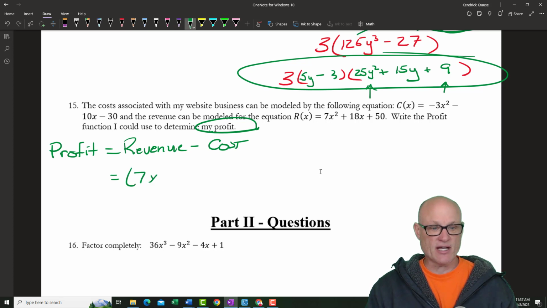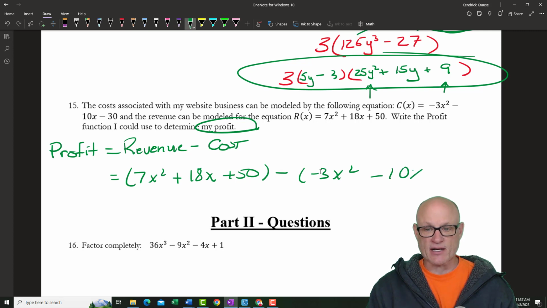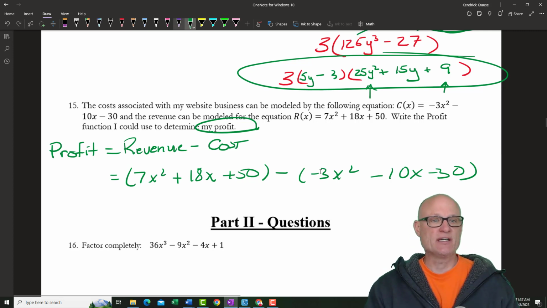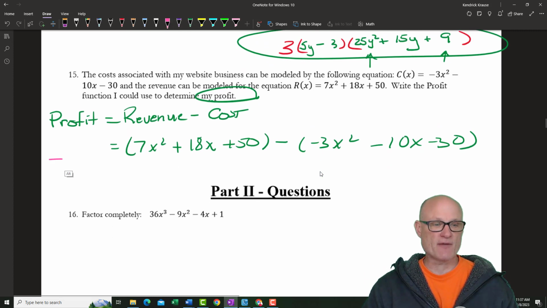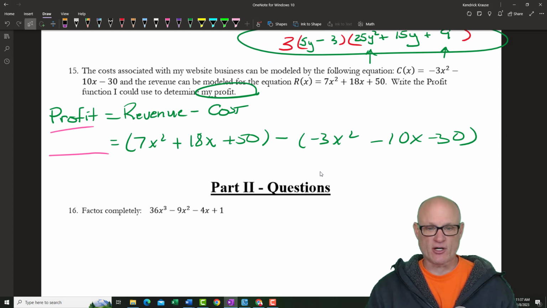What is 7x squared plus 18x plus 50 minus negative 3x squared minus 10x minus 30? It's just a dumb way to ask you that same exact question. You just have to know profit is equal to revenue minus cost. Distribute the negative, I get plus.